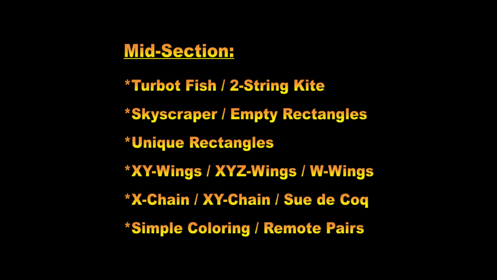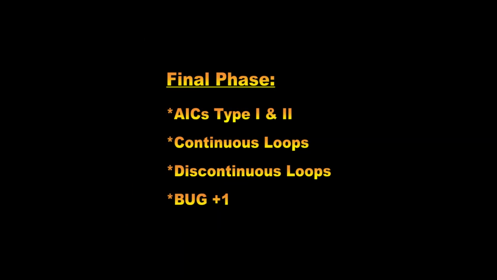And in the midsection, you are more likely to see turbot fish, two-string kites, skyscrapers, empty rectangles, unique rectangles, XY wings, XYZ wings, W wings, X chains, XY chains, Sudoku, simple coloring, and remote pairs. And the final phase is where you are more likely to find AICs type 1 and 2, continuous loops, discontinuous loops, and of course the BUG plus 1 configuration, which can only come at the end.